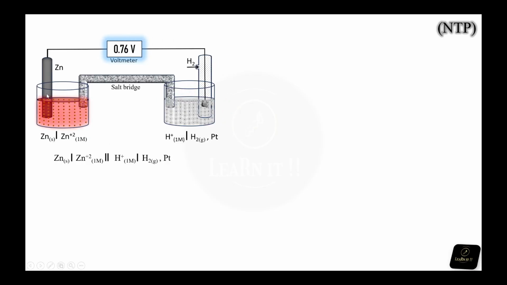zinc, which is solid. It is in contact with Zn+2 ions, which is having the concentration 1 molar, which is connected by salt bridge. This double bar indicates the salt bridge, which is in contact with H plus ions, which are having the concentration 1 molar, which is in contact with hydrogen gas, which is connected to platinum. Here the left hand side indicates the anode, which is connected to cathode through salt bridge.